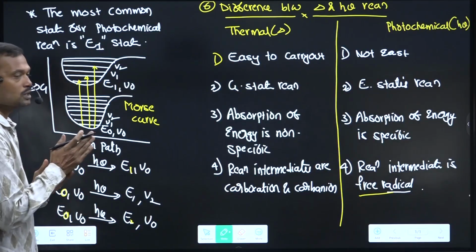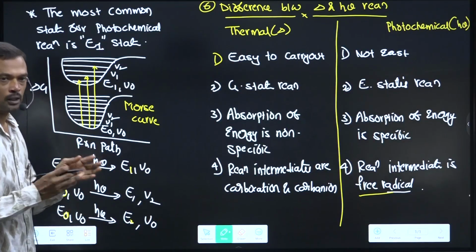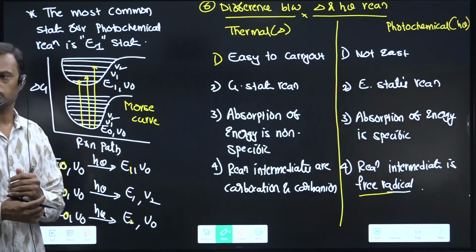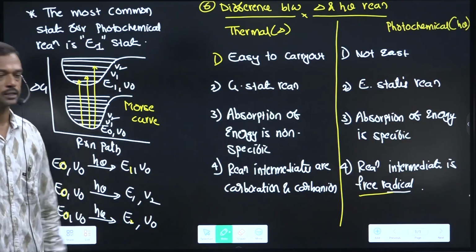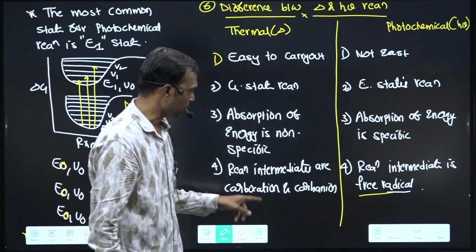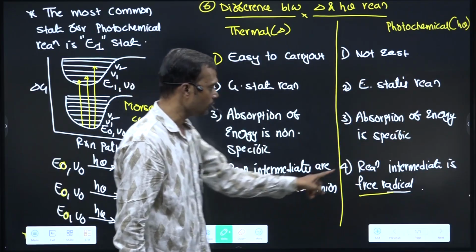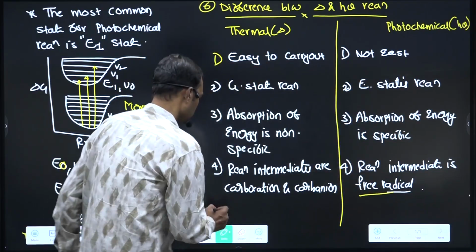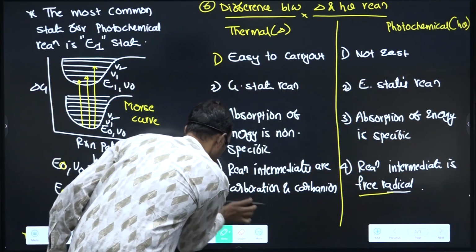Absorption of energy is non-specific. Only one atom cannot absorb. When you give heat energy, all atoms are absorbing the energy. When you give light energy, only one atom is going to absorb. This is the key point. And one more: the intermediate is cation or anion here, and the intermediate is a radical there. Okay, next.